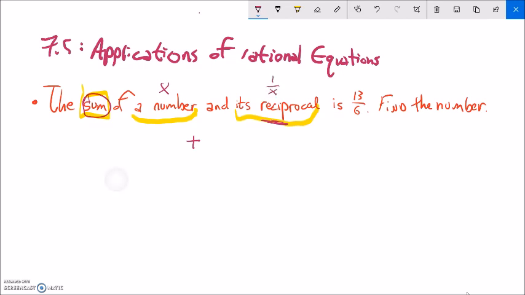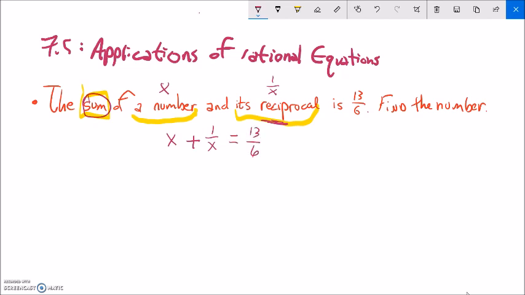So the sum of a number, which I'm calling x, and its reciprocal, which is 1 over x. And that sum is equal to 13/6.